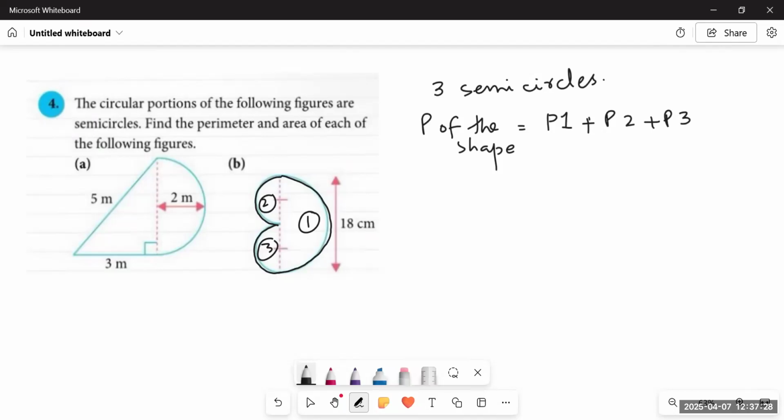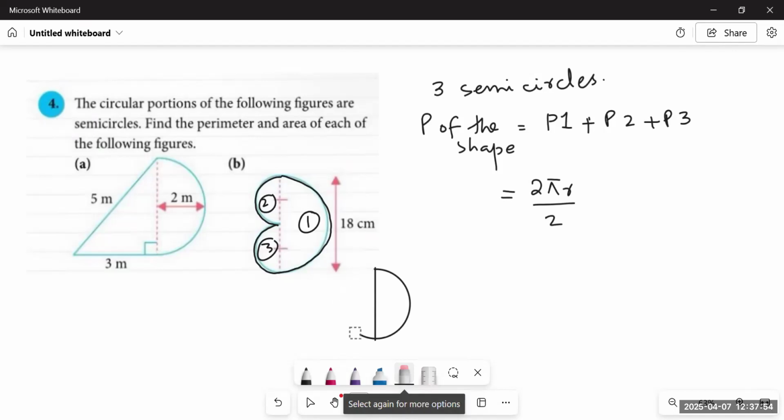So for finding the perimeter of shape 1, what do we have to do? We just have to find the half circumference, which is 2 pi r upon 2. Why? Because it's a half circle. If we have a whole circle, the perimeter is the circumference. And if I cut it into half, half of its part would be removed, so its circumference would also be half. In this case, the perimeter would be pi r because the 2 will cancel with the 2.